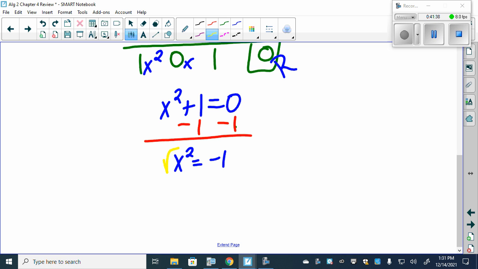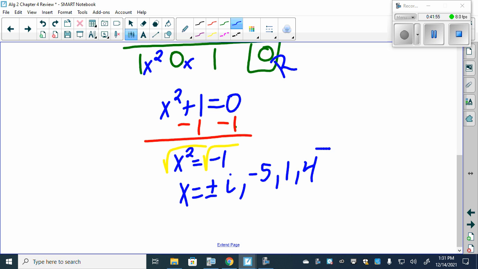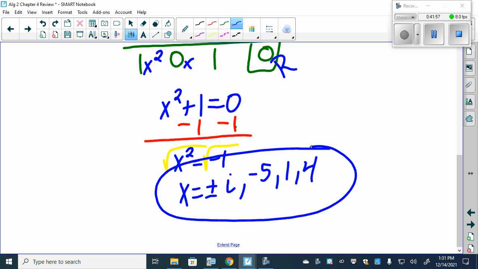At which point we can square root both sides, telling me that x is equal to plus or minus the square root of negative 1, which is i, because the square root of negative 1 is i. And then we also have negative 5, 1, and 4. And those would be our solutions.